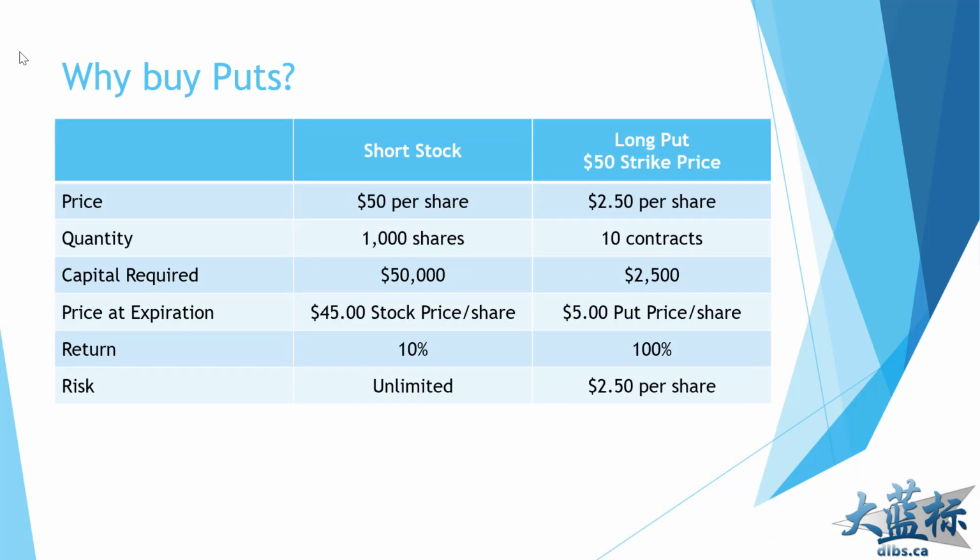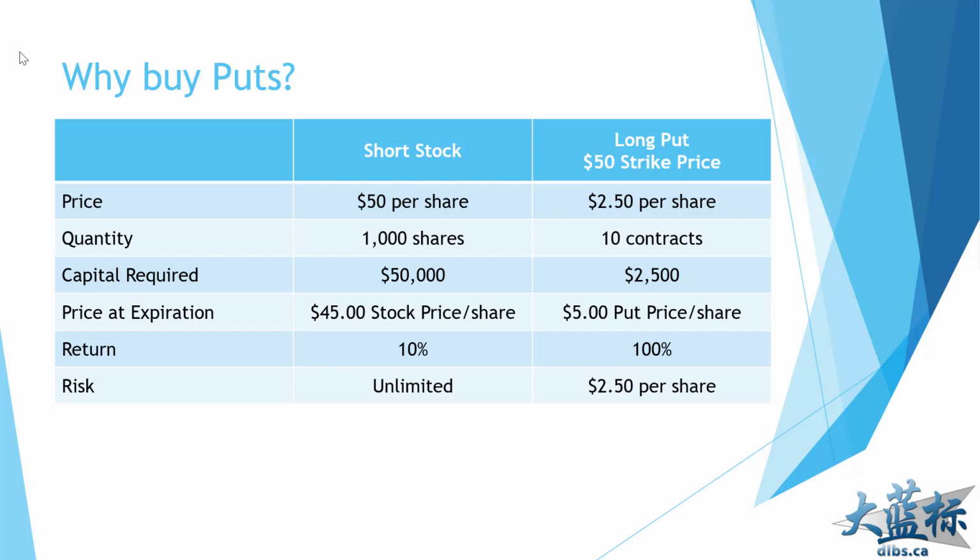Whereas if we buy the puts, let's compare. The stock short strategy costs you $50 a share. 1,000 shares is a $50,000 investment. And if you're lucky, the stock drops by $5 to $45 a share. You've gained 10%, but you've taken on unlimited risk doing so. I would personally then use a long put strategy where I'm buying a $50 strike price at the money for $2.50 a share with a 50 delta. 10 contracts would be 1,000 shares. This would cost me $2,500.